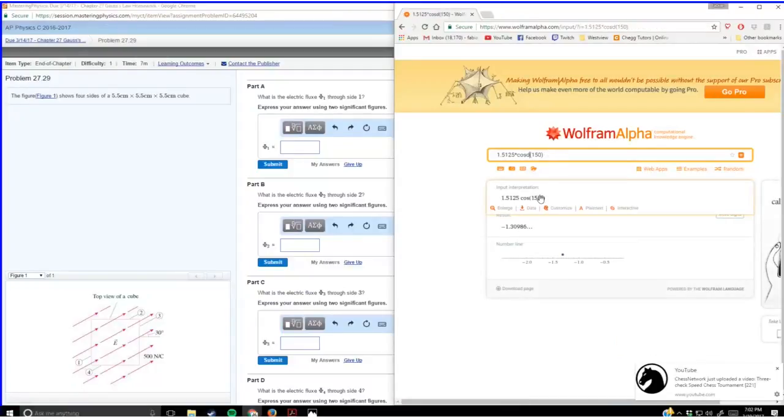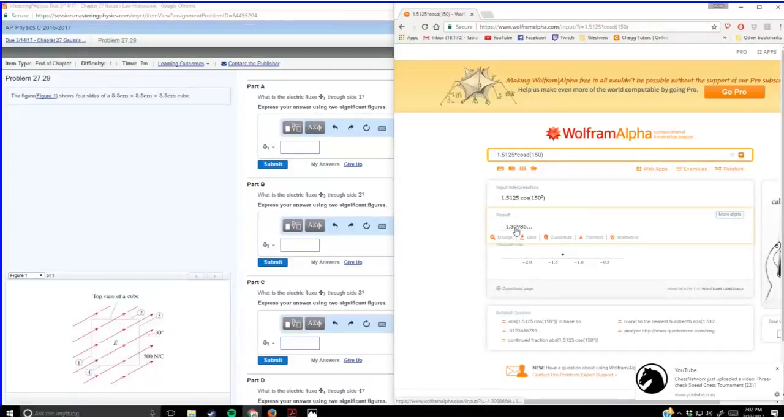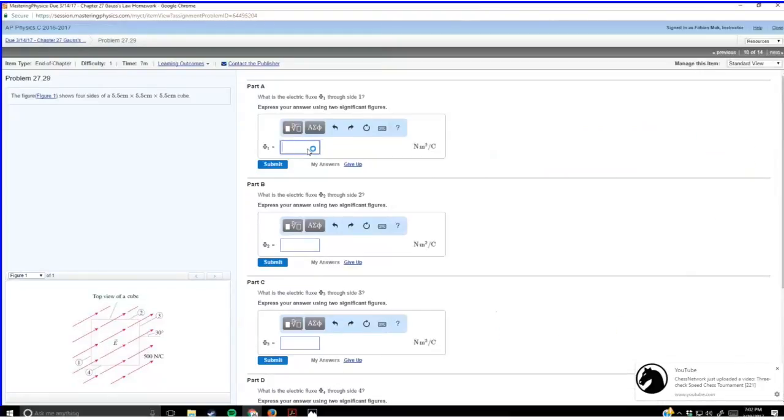I wanted to do the cosine in degrees. Okay, good. So it does it in degrees. So it's a negative, right? The convention is flux going out of a container or out of a closed surface is positive, but on the left-hand side it's going in. So that will be a negative 1.3.